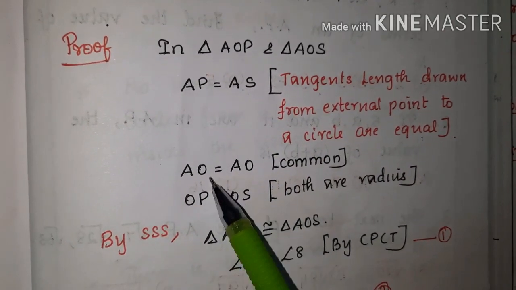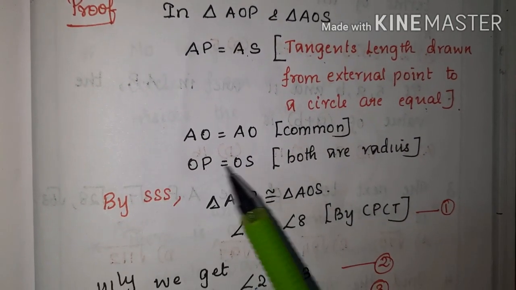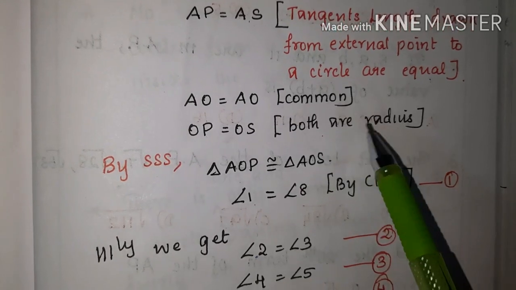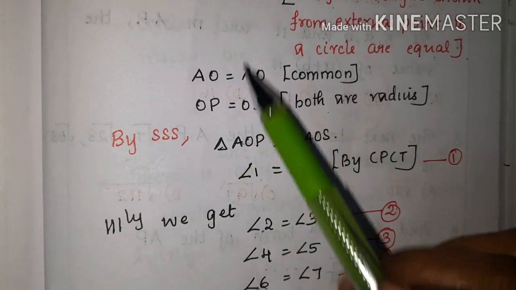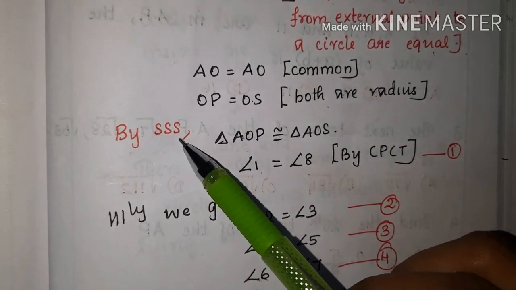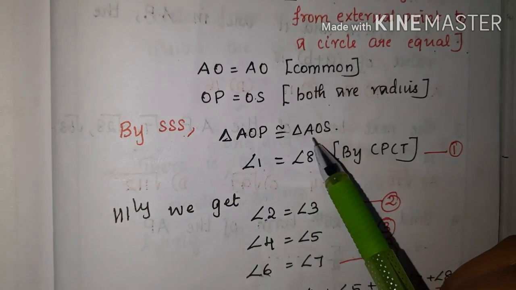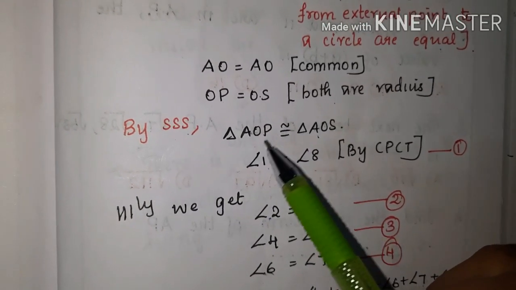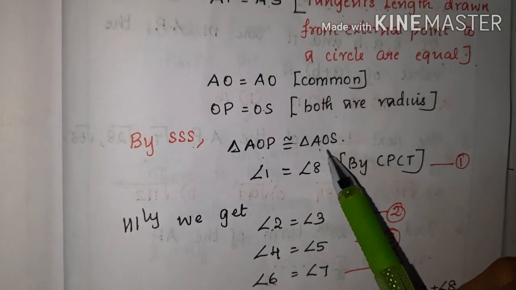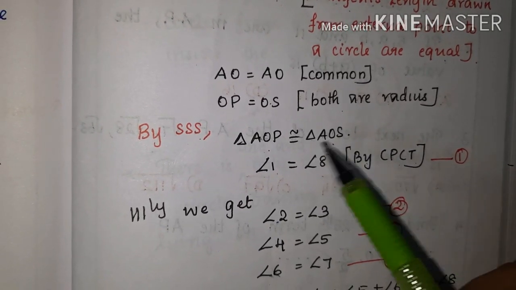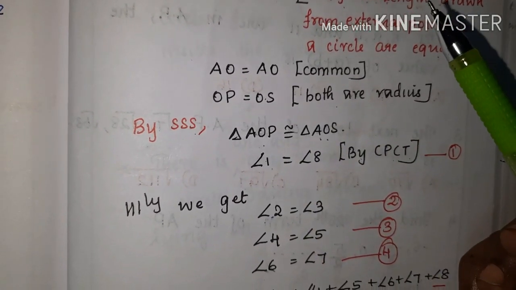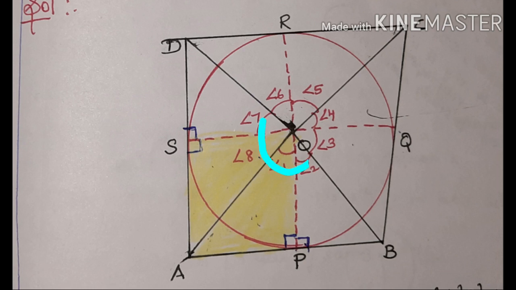And then OA is a common side. And then OP and OS are nothing but the radius of the circle. So all the three sides are equal. So by SSS we say both the triangles are congruent. Now since the triangles are congruent, by CPCT we can say the angles inclined at the center are equal. You can look at the figure, angle 1 and angle 8 will be equal.